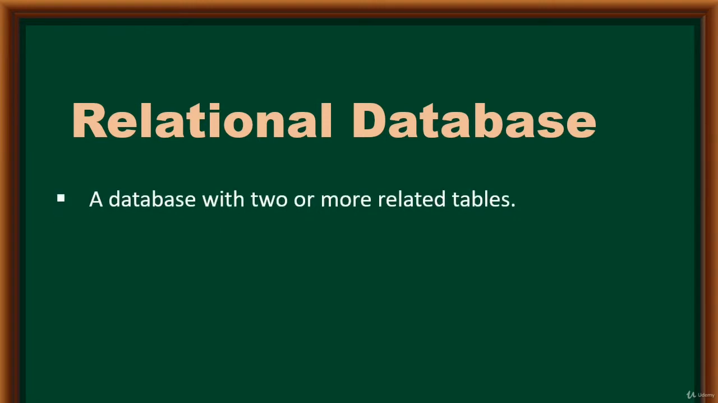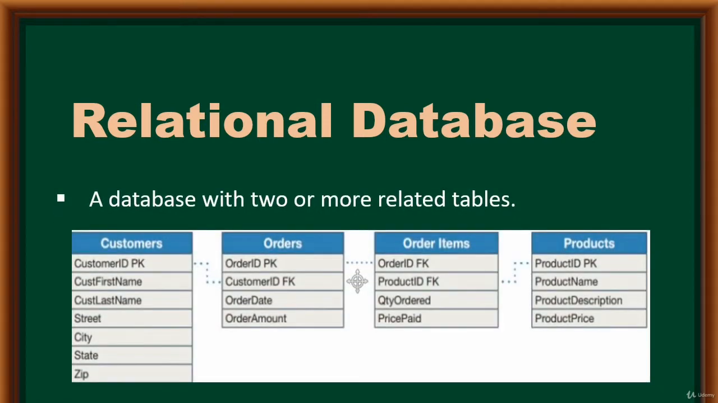Next, I want to introduce you to the concept of a relational database. A relational database basically is a database where two or more tables are related. So I'm going to show you a quick illustration. So this is an illustration where we have several tables in the database. This customers is one table, orders is one table, order items is another table, products is another table. So with a relational database, there must be a relationship between two or more tables.